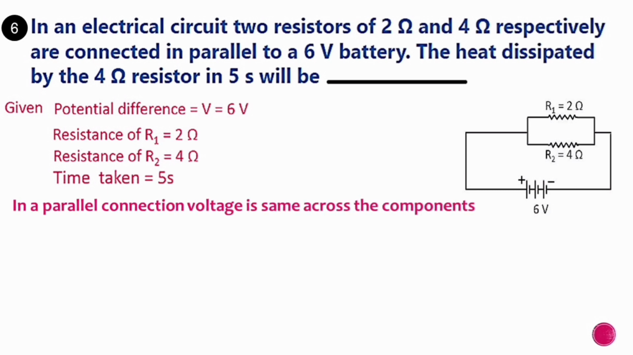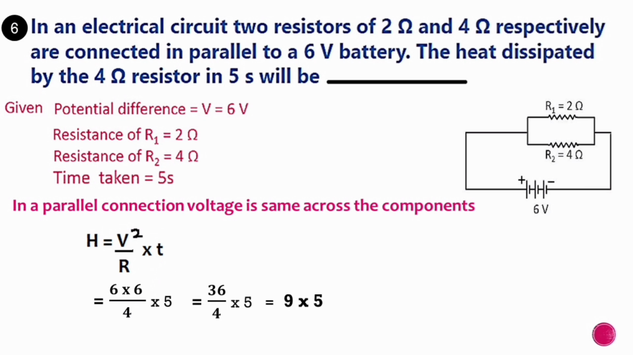So we can use the formula H is equal to V square by R into T. Substitute the values V square, R and T. We get 6 into 6 by 4 into 5, which is 45 joules. So the heat dissipated here will be 45 joules.